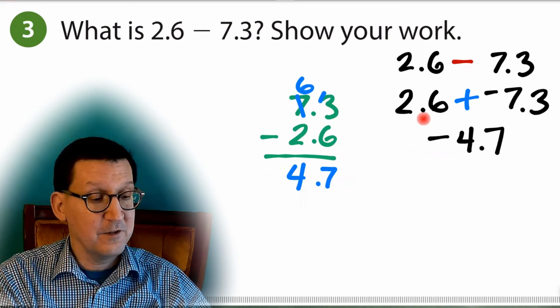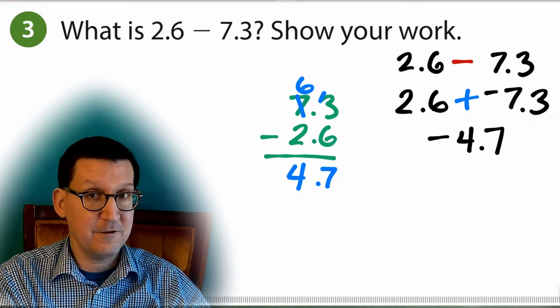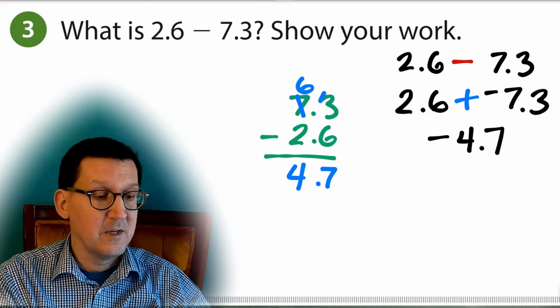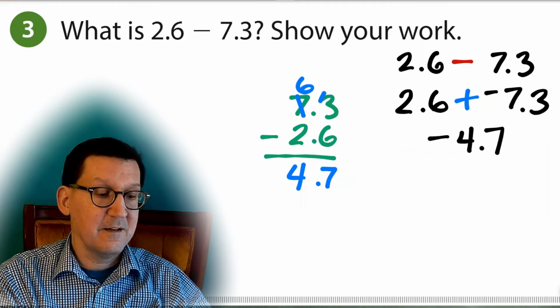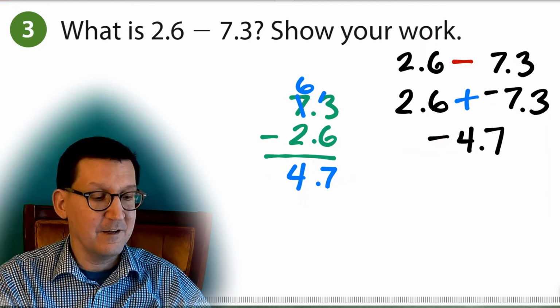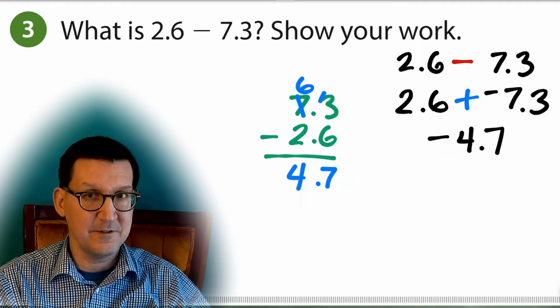Well, looking over here, what's the largest absolute value we have? It's negative 7. 7 is larger than 2. So that means our negative stays with our answer, and our answer is negative 4.7.